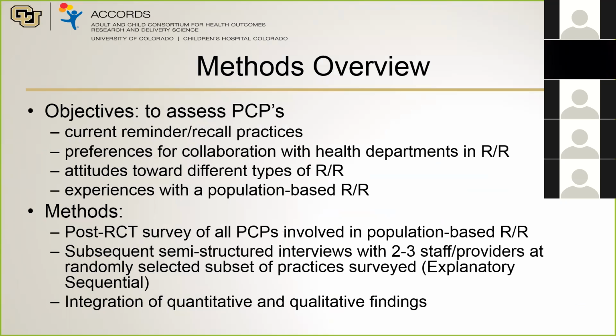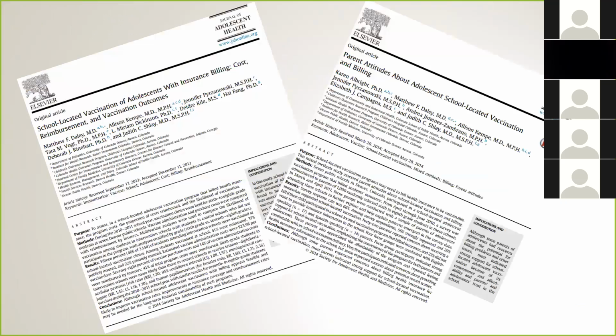Okay, so here are more examples of publications that I've done. This was a large pragmatic trial of school-located vaccination of adolescents with billing. Very challenging, big trial, and a lot of results. That was published as one pragmatic trial, and then subsequently a qualitative discussion about parent attitudes about the intervention. Those were separate articles published in the same journal.